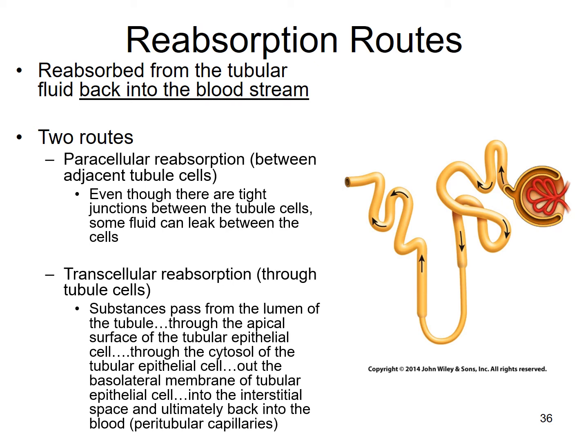The other is transcellular reabsorption, which means that materials actually pass through tubular cells on their way back to the capillaries. So basically substances will pass from the lumen of the tube through the apical surface of the epithelial cell. This is the surface that's going to face the lumen. Then they'll go through the cytosol of the tubular epithelial cell, out of the basolateral membrane into interstitial space, and back into the bloodstream via the peritubular capillaries. And we'll have a diagram in just a minute that should make that make a little bit more sense.